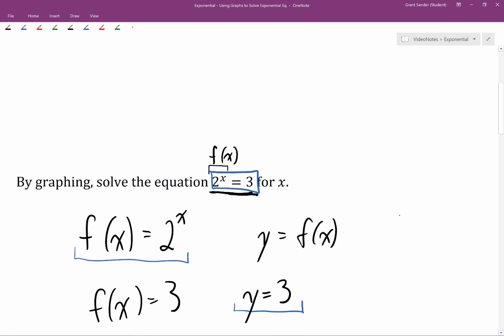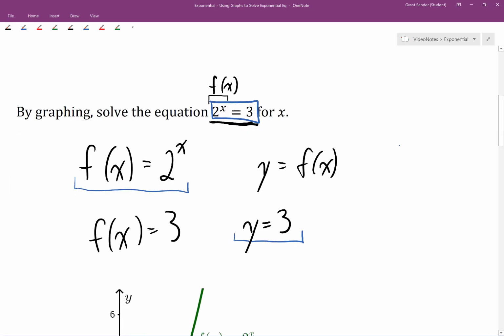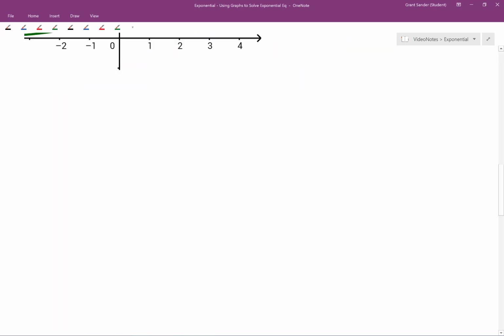So we can define functions to represent each side of this equation, and then find where those functions' graphs intersect, and look at the x-coordinate to find the value of x that makes the equation true. Let's look at one more example.